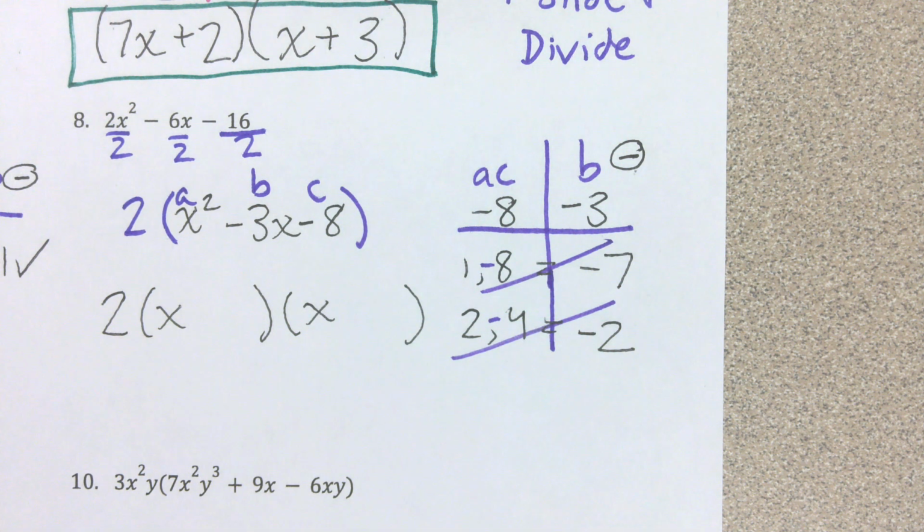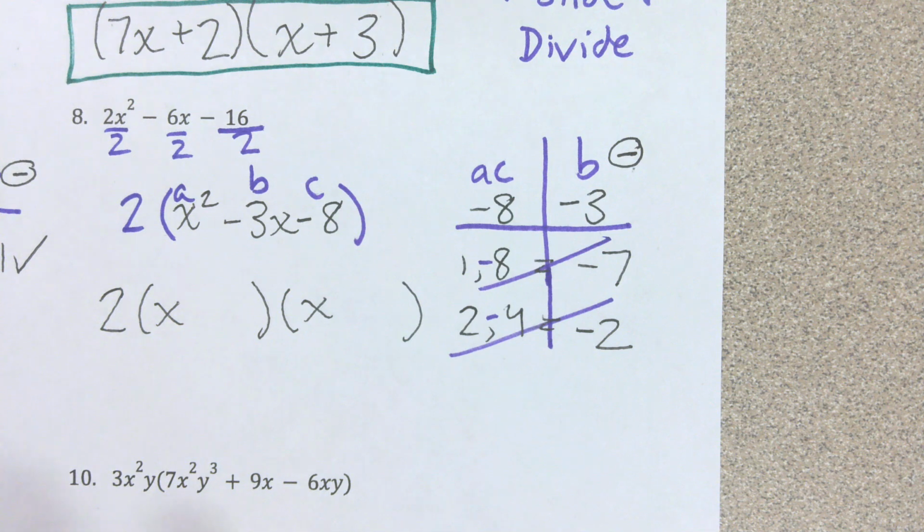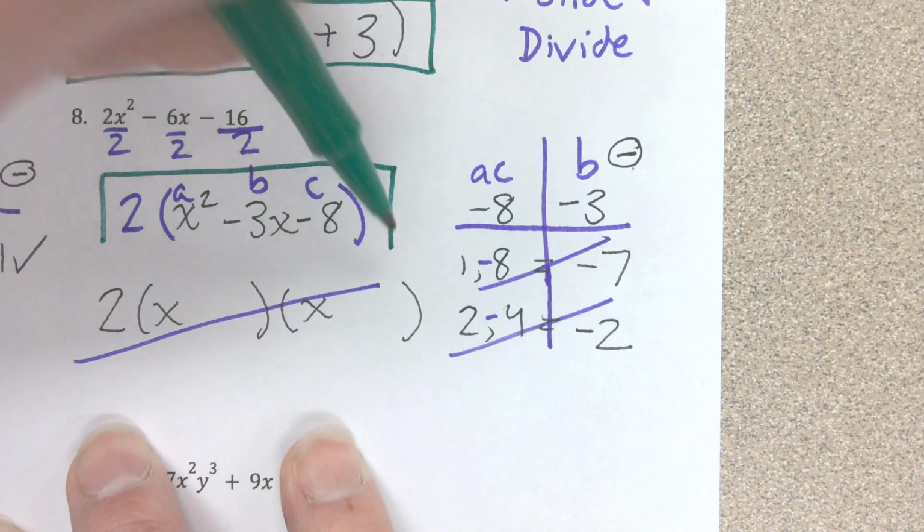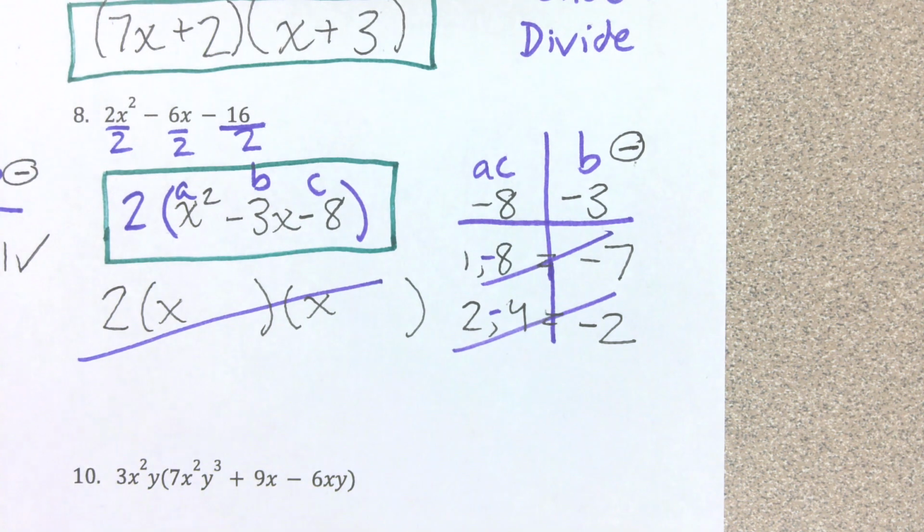So in this case, my attempt at factoring failed. So I can't break it down that way. The answer above, where I just pulled out the GCF, is as far as I can go. This is my answer.